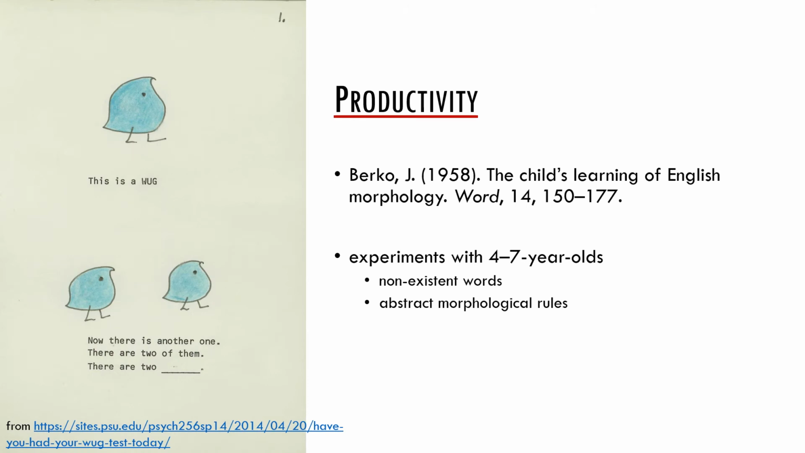Another issue in the acquisition of grammar is productivity. A classic study we should mention is a paper by Jean Berko-Gleason, The Child's Learning of English Morphology. Berko came up with the so-called VAC test, which examines the children's knowledge of the abstract grammatical rules of a language. At first, children saw a picture of a bird-like creature and they were told, "This is a VAC." Then they saw two of these creatures and were told, "Now there is another one. There are two of them. There are two," and the child had to respond.